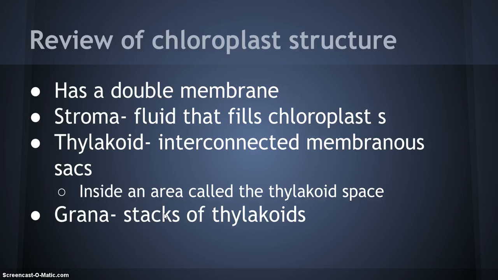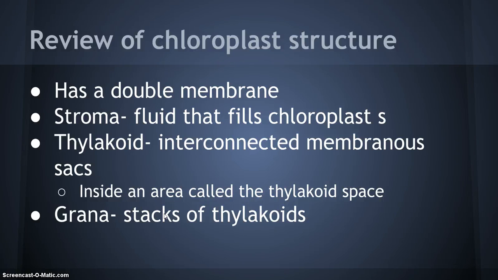Next, let's talk about the chloroplast structure. It has a double membrane, remember from when we did our cells, and it also has its own DNA. Now, new to what you didn't know before, the stroma is the fluid that fills the chloroplasts, and the thylakoids are interconnected membranous sacs. They're inside an area called the thylakoid space, and grana are the stacks of thylakoids.